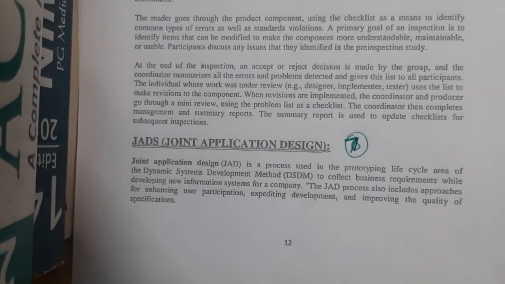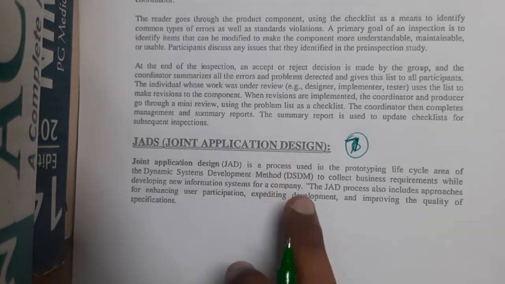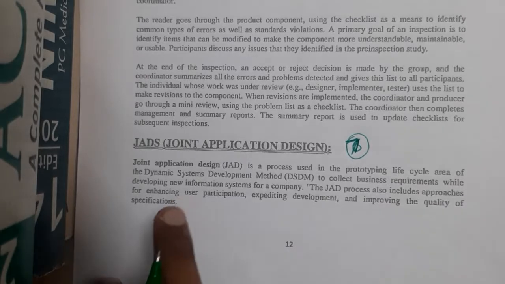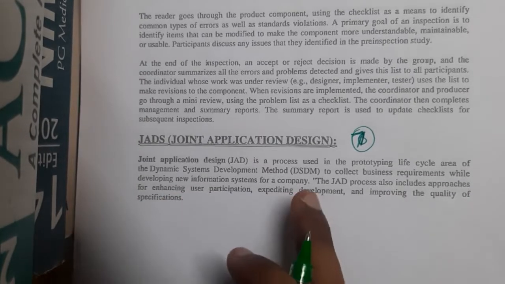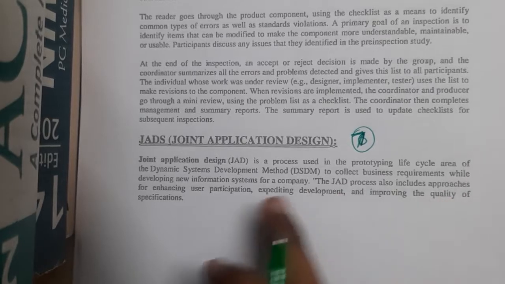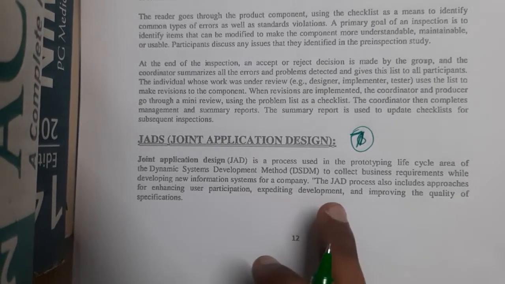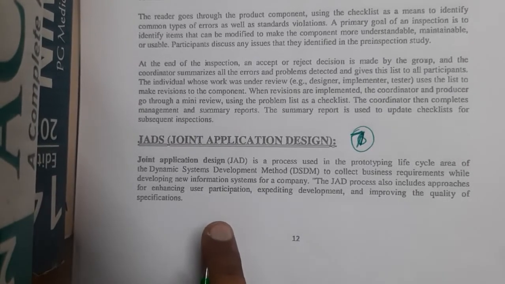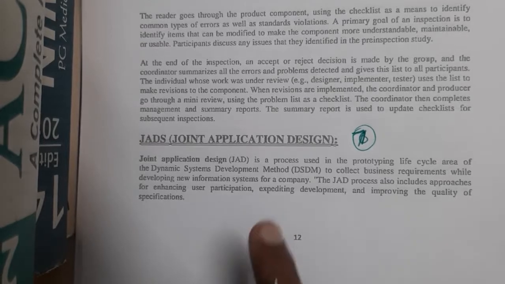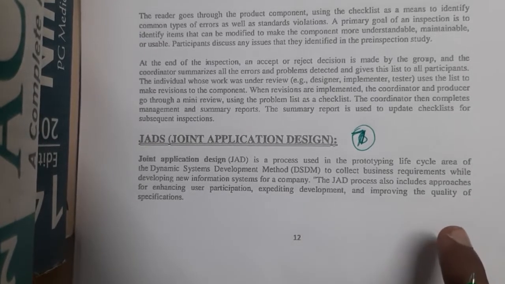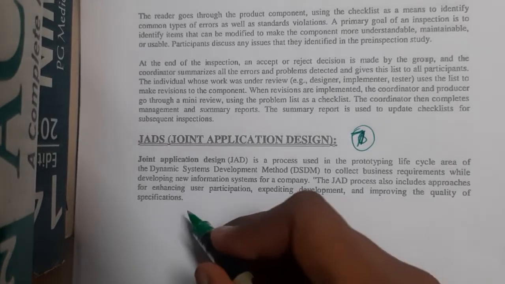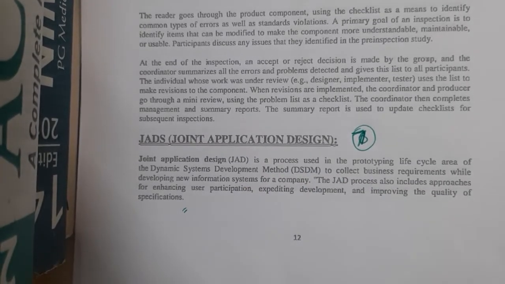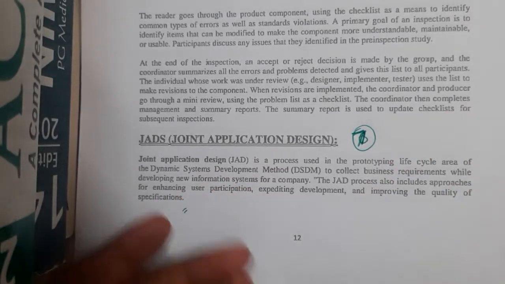In this lecture, let us go through JAD, that is nothing but joint application design. Joint application design is a process used in the prototyping lifecycle area of the dynamic system development method, DSDM, to collect business requirements while developing a new information system for the company. The JAD process also includes approaches for enhancing user participation, expanding the development and improving the quality of the specifications. So basically this helps in joint development of design. More than one or two people will work on the same designing process. You can go through the rest of the theory, guys.